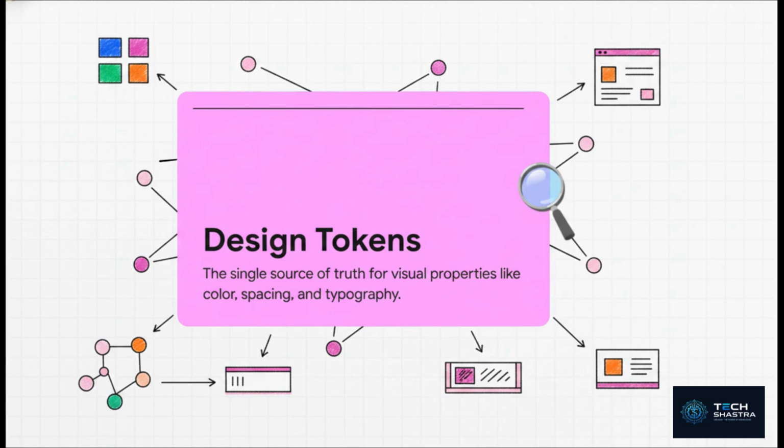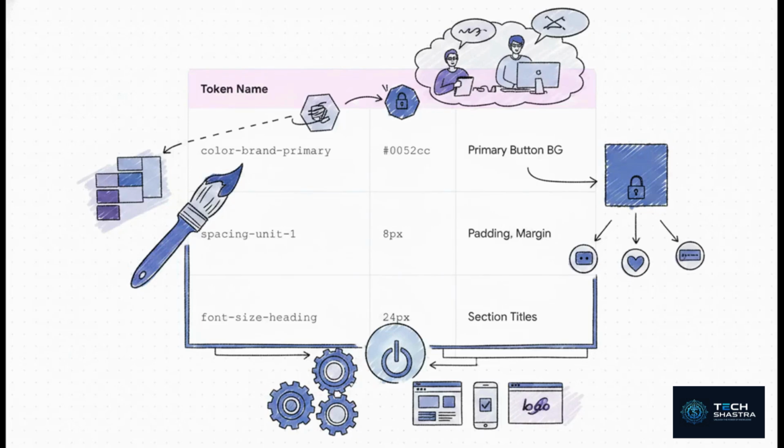This becomes the single source of truth for both your designers and your developers. This table shows it perfectly. Instead of a designer telling a developer, "just use that blue," they now say, "use color brand primary." The magic is, if you ever need to update that brand color, you just change it in one place, the token, and boom, it updates everywhere automatically. This is so powerful for bridging that gap between design and code.